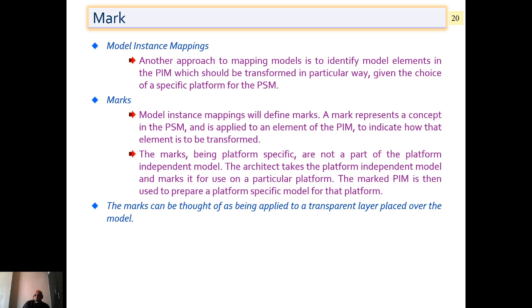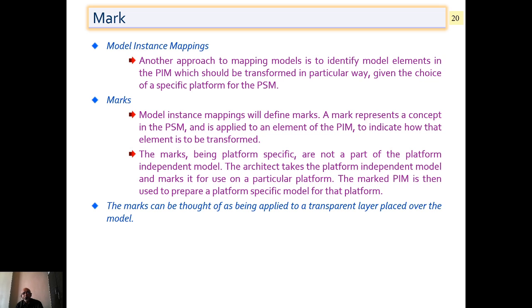Now, what are the marks now? A mark represents a concept in PSM. Now, a button has to be stitched for a shirt where the stitching has to be done, isn't it? You cannot put up a button anywhere, isn't it? There has to be a specific place where that button can be placed, right? And that placement is being suggested by a mark. That is, a mark represents a concept in PSM.